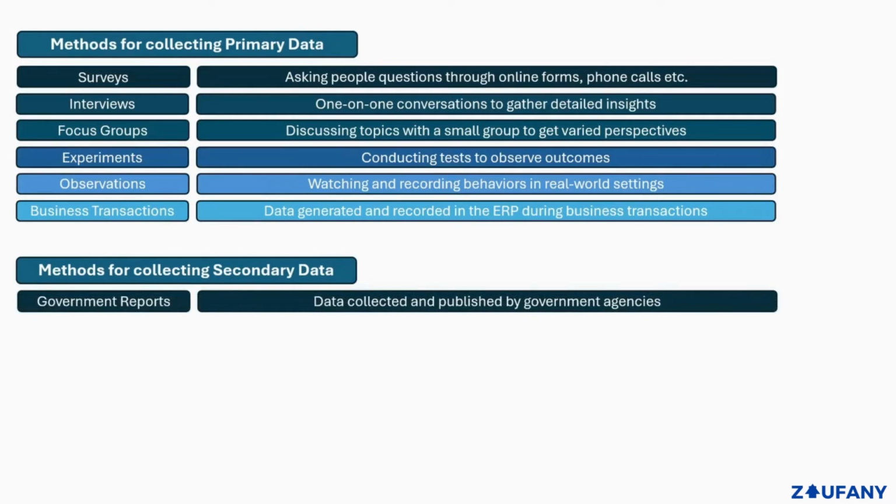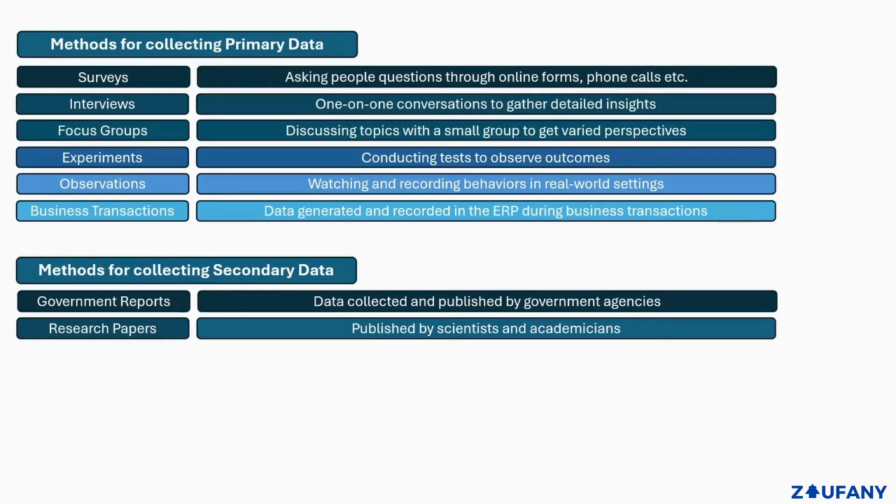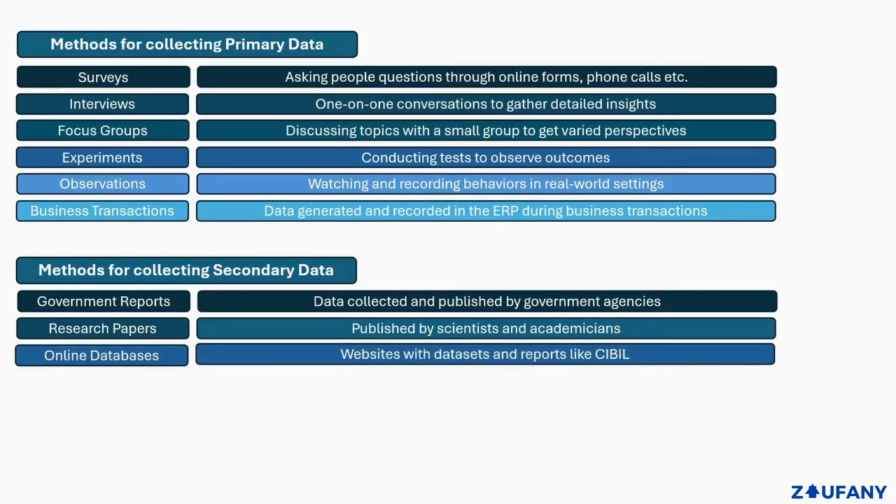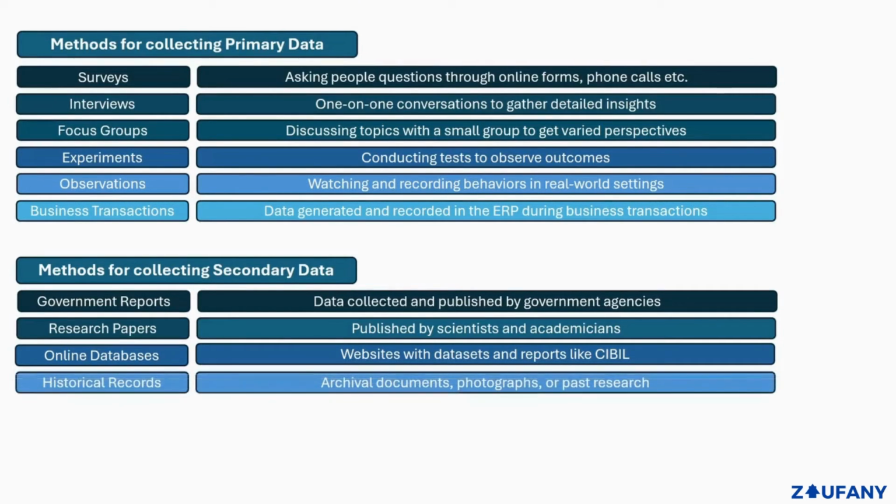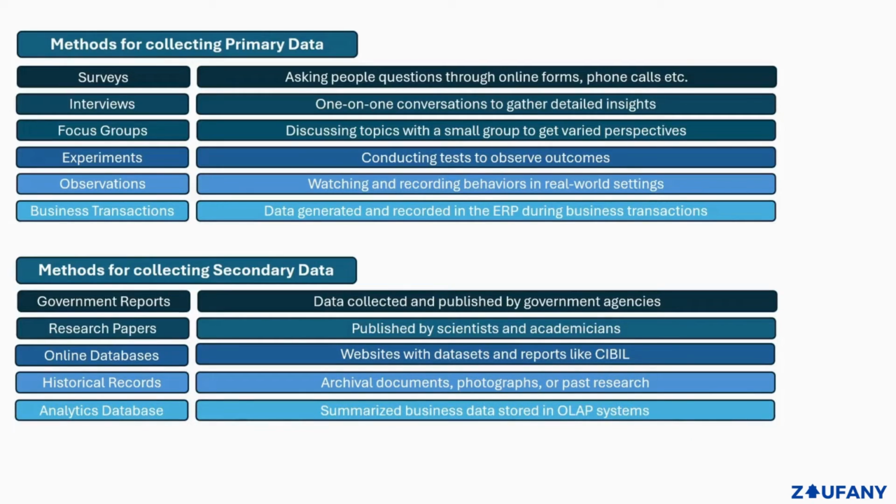Government reports like census data, economic reports, or health statistics collected and published by the government. Research papers like academic journals and studies published by scientists and academicians. Online databases, websites with datasets and reports that can be accessed for free or with some subscription. Historical records. This includes archival documents, photographs, or past research. Analytics databases. The business data that is cleaned and summarized to be used as part of broader reporting. This is generally stored in OLAP systems.